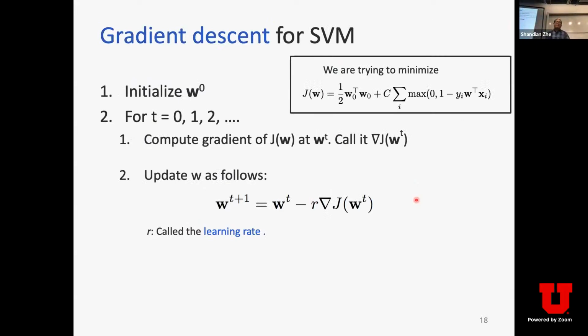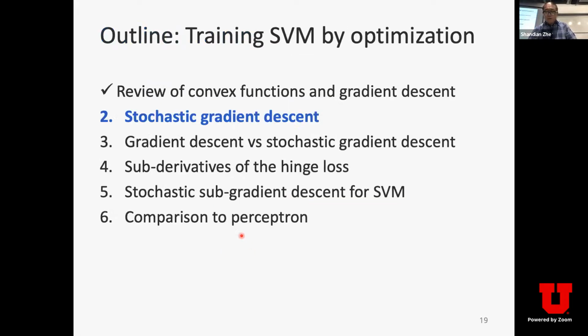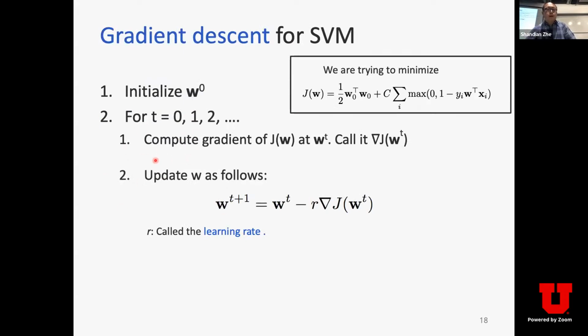So we can apply the same framework for SVM. This is our SVM objective function. We initialize our model parameters, W, which we denote by W0. Then we go through many iterations. In each iteration, we compute the gradient of our objective function J at the current weight vector WT. We call it nabla J. And then we update W as follows: we subtract from WT the gradient multiplied by a learning rate R. Then we keep doing this until convergence or the maximum number of updates is finished.